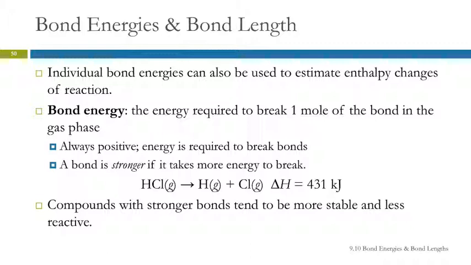We can use individual bond energies to estimate enthalpy changes for a reaction. So if we look at hydrogen chloride in the gas phase, this has a covalent bond between the hydrogen and the chlorine. And if we break that bond, we'll make 2 atoms, a hydrogen atom and a chlorine atom. And delta H for this reaction is 431 kilojoules. And that is for the molar amounts given here, which would be 1 mole of bonds.